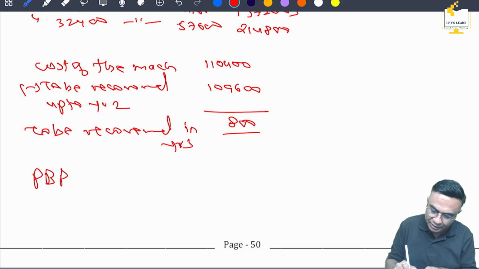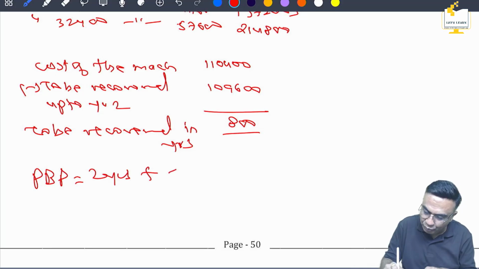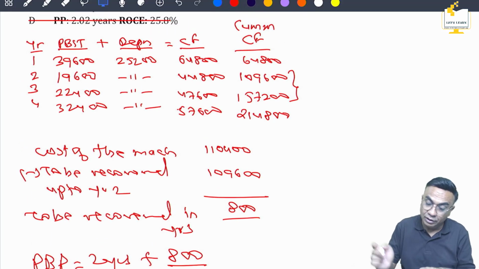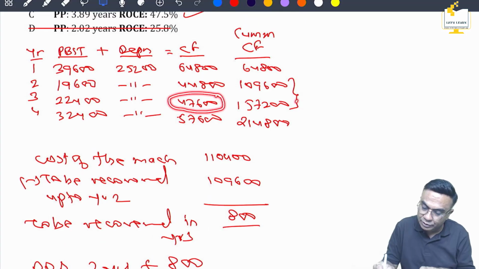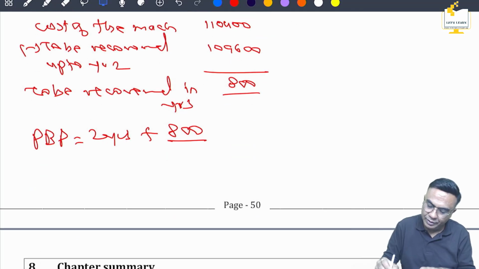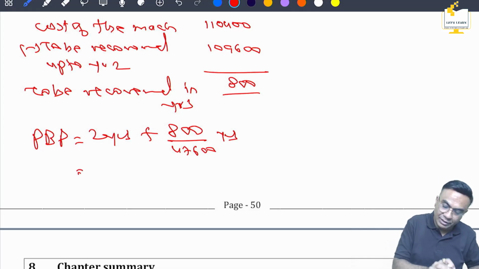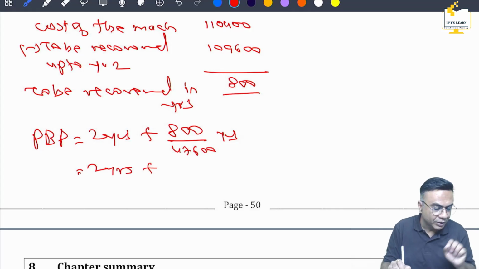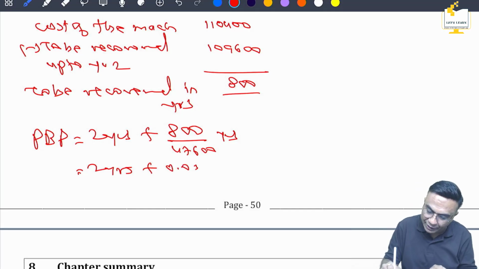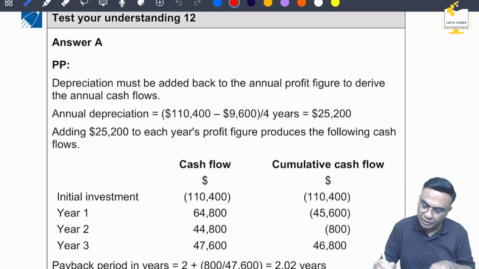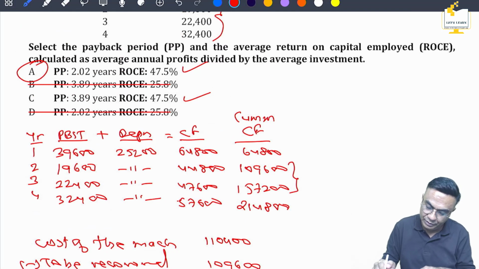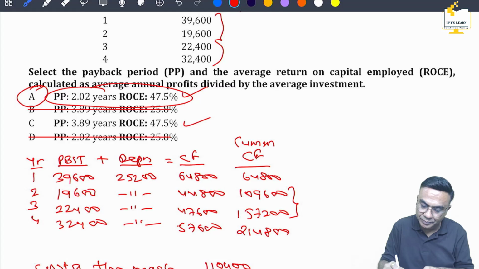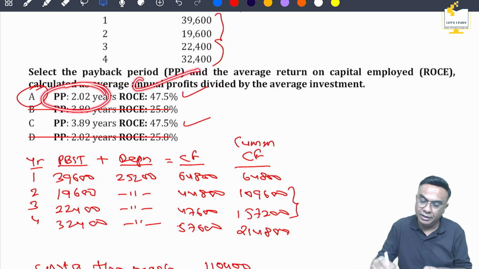So what is my payback period? It is 2 years plus I have to recover only 800 out of the third year's cash flow. In the third year, this is the cash flow, this is a cumulative figure, don't take this. 47,600. So divide by 47,600. 800 divided by 47,600 comes to 2 years plus 0.0168. So 0.02 I am writing, this is in years, remember. So the answer is 2.02 years. So obviously the first one is the answer. This is the answer, 2.02. Correct?